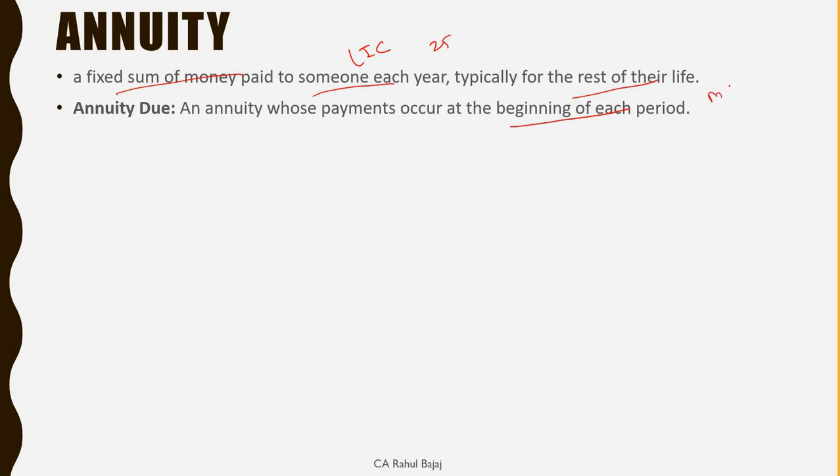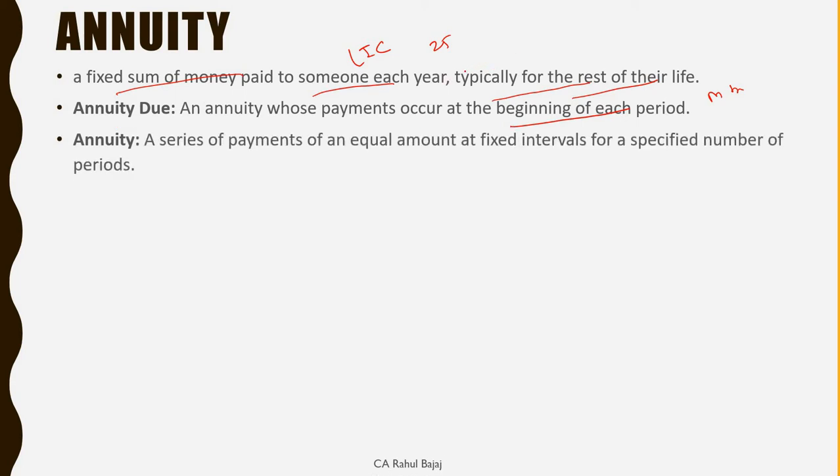We have mutual funds, SIP, and all those. The only difference between SIP and this is that this is paid typically for the rest of their life. So it is for a longer term, say a period of 25 years, 30 years. That is annuity. Generally, in the case of insurance, annuity is done.